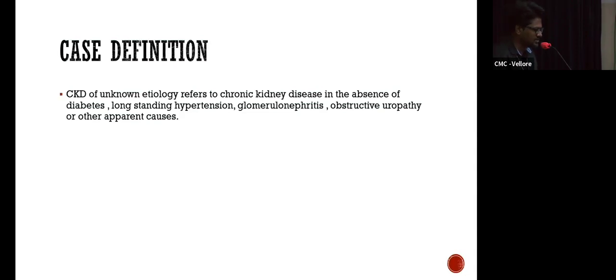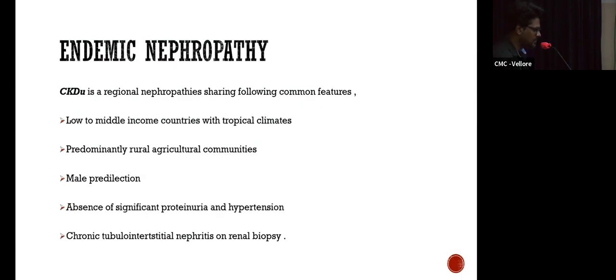So coming to the case definition, CKD of unknown etiology refers to chronic kidney disease in the absence of diabetes, long-standing hypertension, glomerular nephritis, obstructive uropathy, or any other apparent causes. CKDU is otherwise called endemic nephropathy or regional nephropathy, sharing common features like patients in low to middle income countries with tropical climates, predominantly rural agricultural community, male predilection, absence of significant proteinuria, that is proteinuria more than 2 gram, and hypertension for more than 5 years, and chronic interstitial nephritis on renal biopsy.